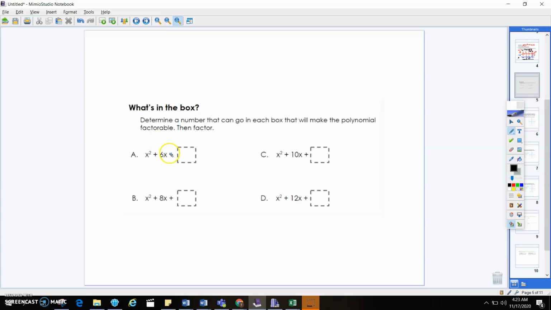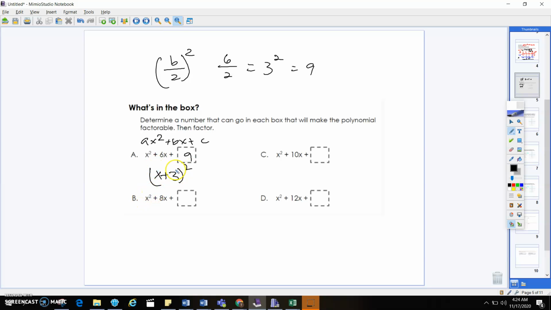So you're going to take b, because remember, in standard form, this is our standard form. You're going to take b, divide it by 2, and square it, and that's what's going to go in the box. So 6 divided by 2 is 3, and then 3 squared is 9. So 9 is going to go in this box. If we plus 3 squared.